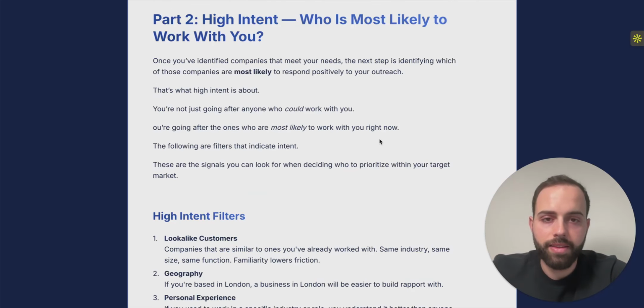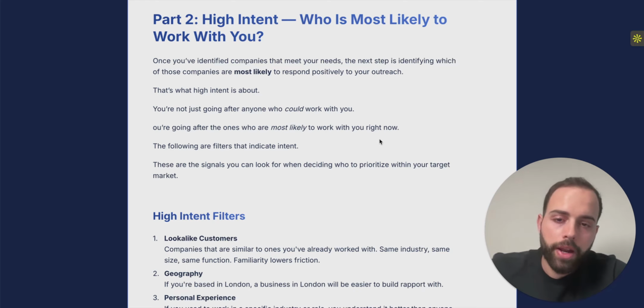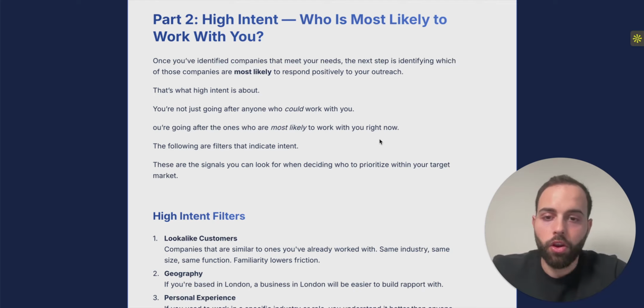Part two is high intent. So who is most likely to work with you? Once you've identified the companies that meet your needs, the next step is identifying which of those companies are most likely to respond positively to your outreach. That's what high intent is about. You're not just going after anyone who could work with you, you're going after the ones who are most likely to work with you right now. So I'm going to show you some filters now that indicate intent. These are the signals you can look for when deciding who to prioritize within your target market.